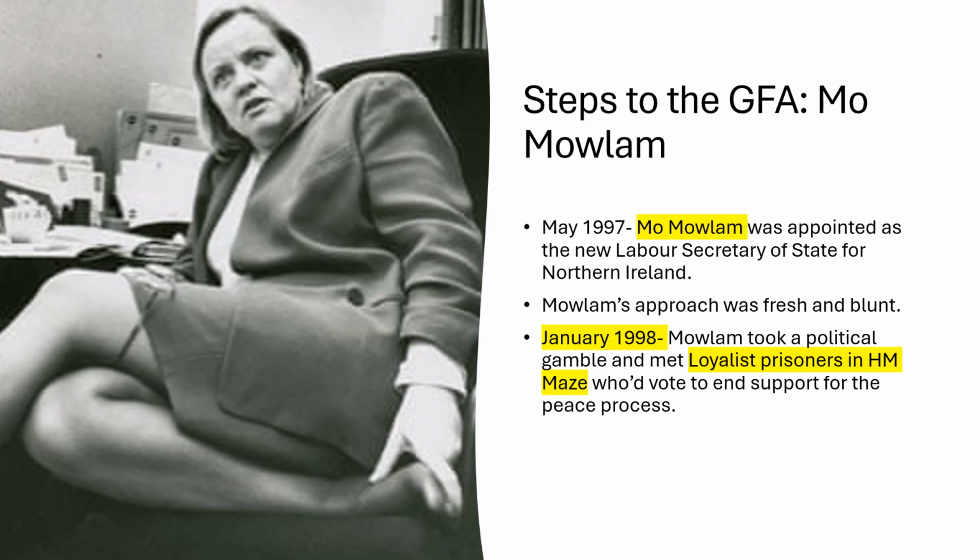She took a political gamble, and she actually went to the Maze, the H-Blocks, and met with loyalist prisoners who had actually voted to end support for the peace process. She talks with these loyalists who decided that they were not going to take part in the peace process, and she persuades them to continue to support it. And that really shores up support for this Good Friday Agreement and keeps the many loyalist people in the H-Blocks, in Her Majesty's Maze prison, on side. It really helps to keep the ball rolling and keep momentum moving towards this eventual peace agreement, which is later going to be agreed upon in mid-1998.